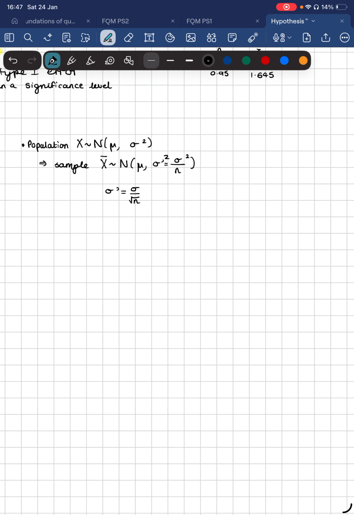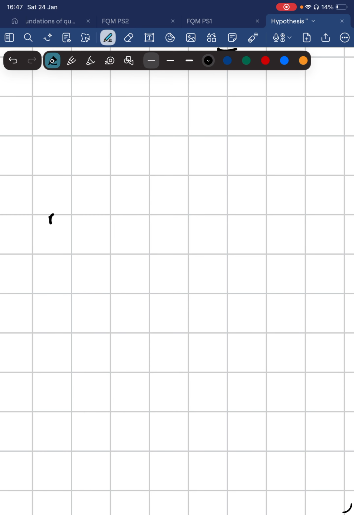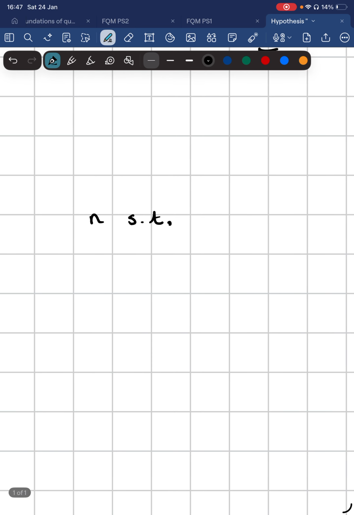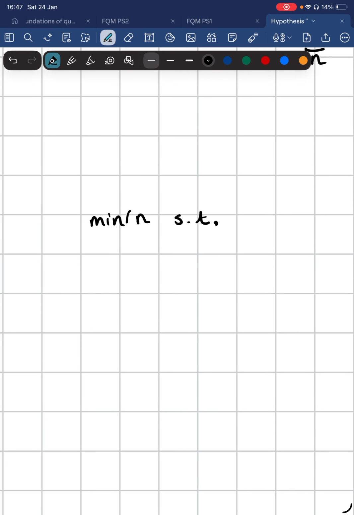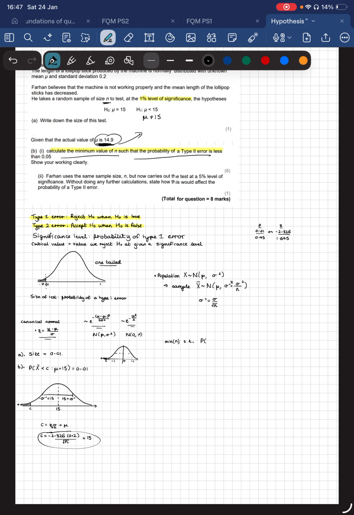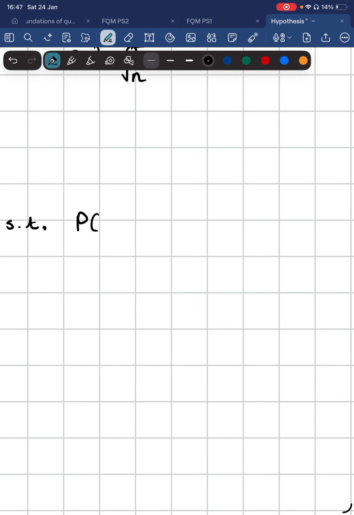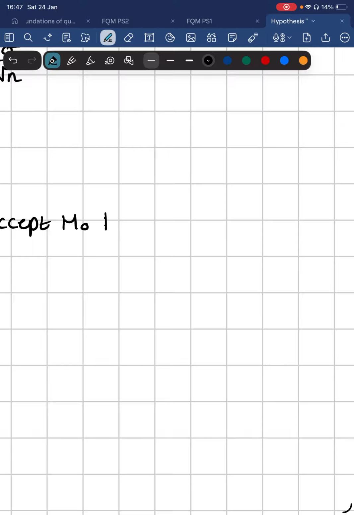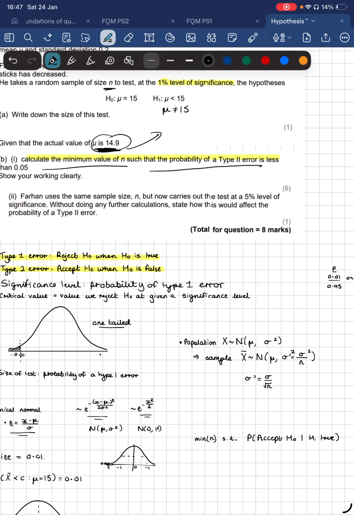So we're asked to find n, or the minimum value of n, such that the probability, and what is a type 2 error? We've accepted the null hypothesis when it's actually false. So the probability we accept H0 given that H1 is true. And the version of H1 being true that they've given in this question is the fact that mu is equal to 14.9.